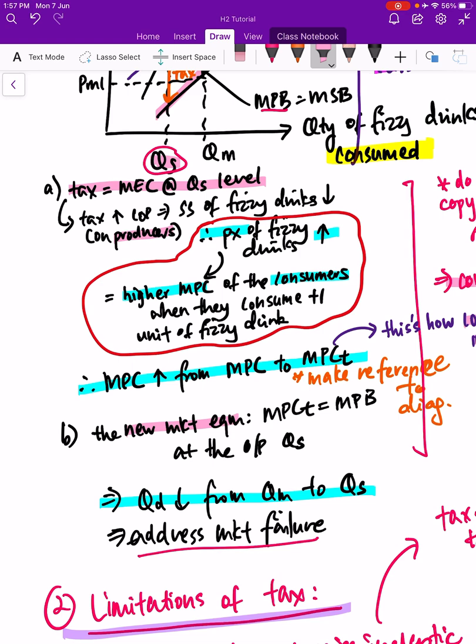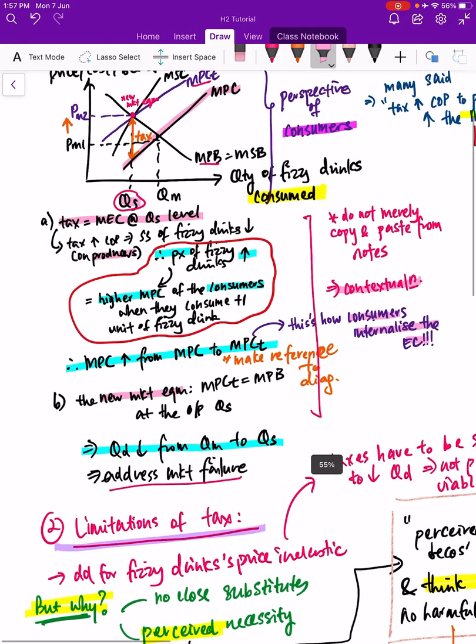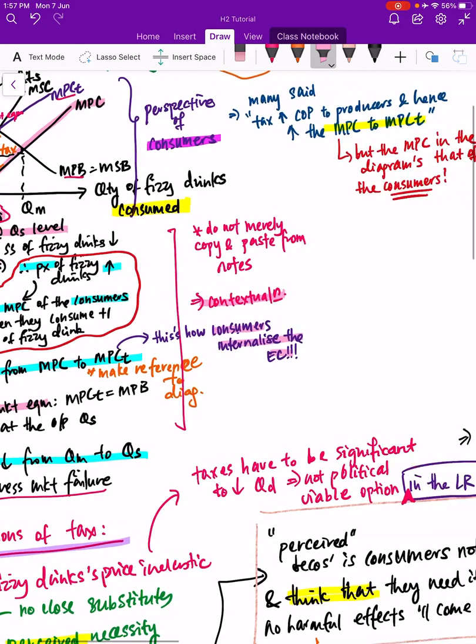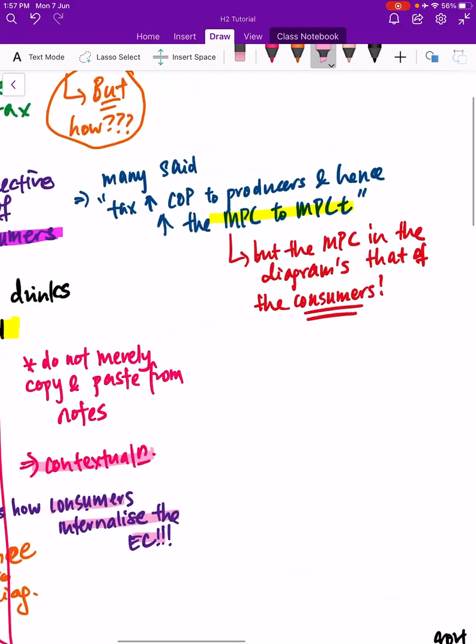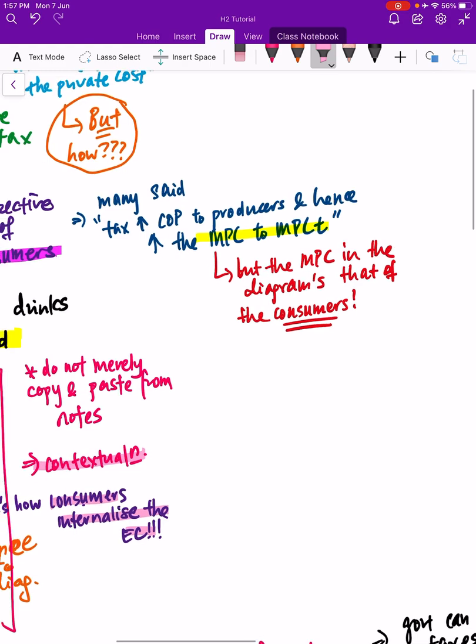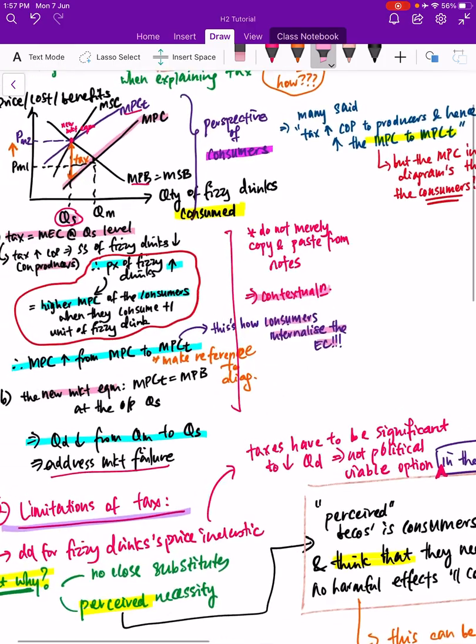So when you are attempting your next assignment or your test, you have to be very careful who we are looking at this issue from, which lens. Okay, all right, so that's why this line where you say how taxes increase the cost of production to producers and hence increase NPC to NPCT, I always ask you whose NPC is this. All right, so you have to be mindful of that.